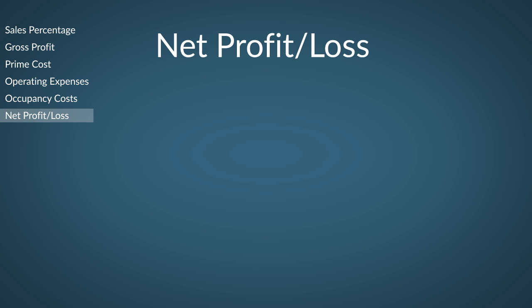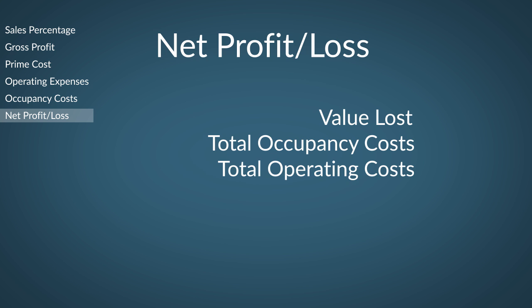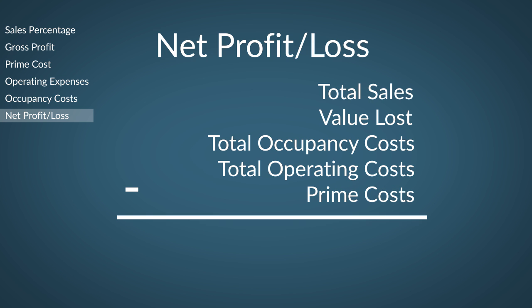Finally, your net profit or loss can be found by subtracting your value lost, total occupancy costs, total operating costs, and prime cost from your total sales. Here's your bottom line, and it's a key indicator of how your business performed over a duration of time.